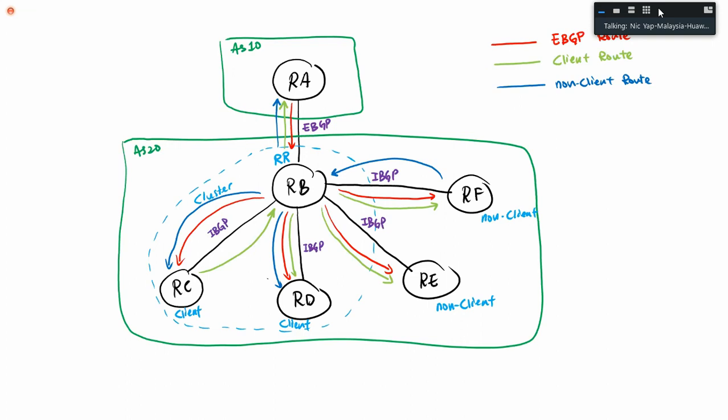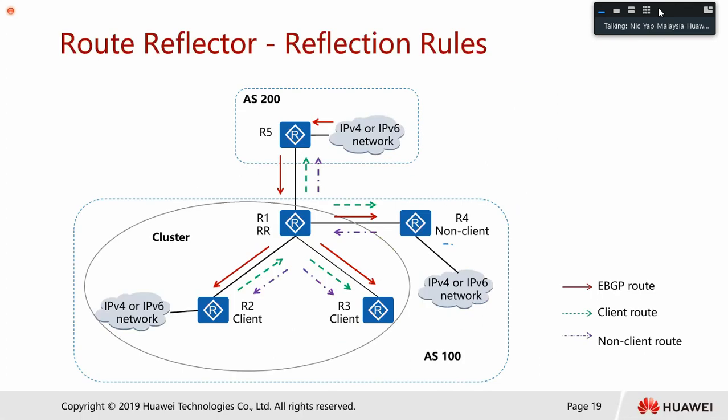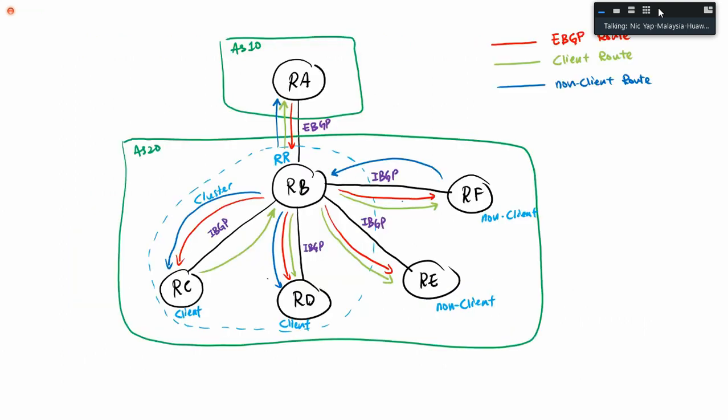This is an extra rule that you need to know, because based on the diagram on this page, there is only one non-client. So in this case, you might be confused and think that when I receive from eBGP, I can send to everybody; when I receive from the client, I can send to everybody; when I receive from the non-client, I can send to everybody. Actually, it's not correct. When you receive from the non-client, I can only send to client and eBGP only. I will not send to the next non-client.